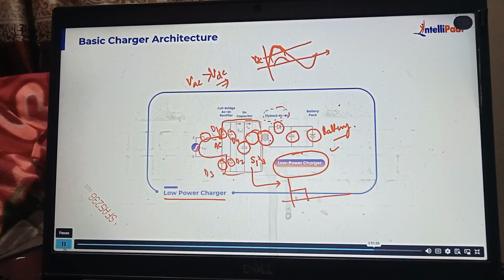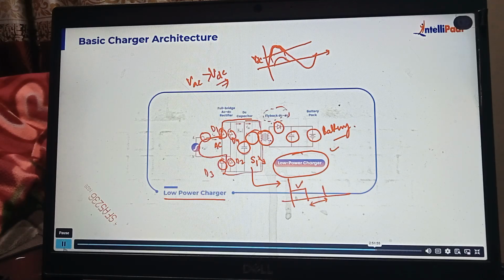So if S1 is on, you can see this dot defining the polarity of this winding. So we can have a polarity in this way, which means the inductor gets charged. Now, for this time period, this switch is open, right? Initially, the inductor is charged when the switch is on. Now, the inductor will be discharged.